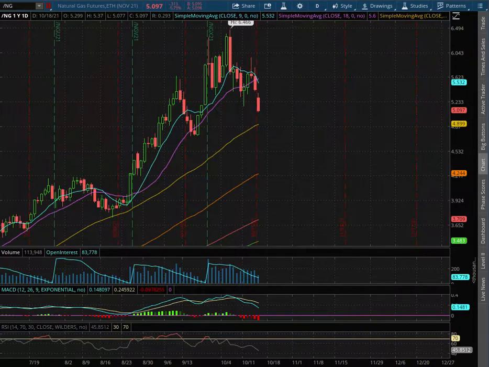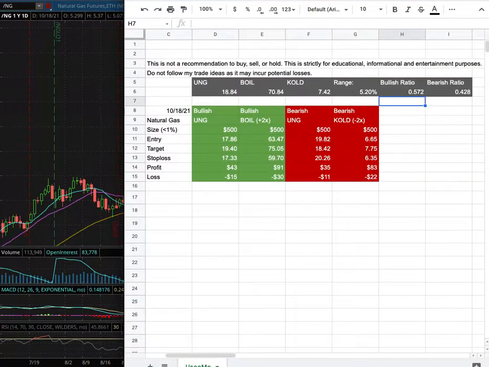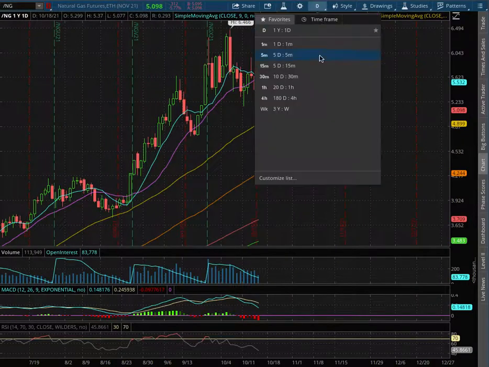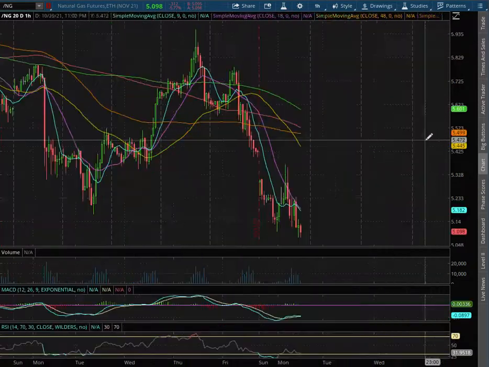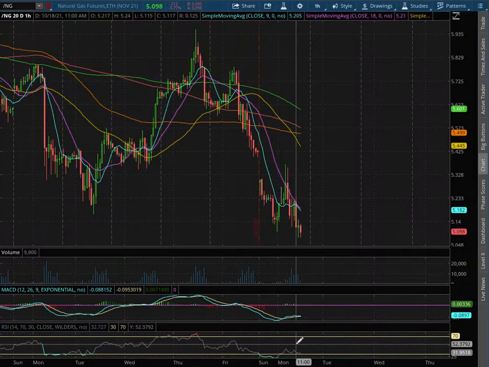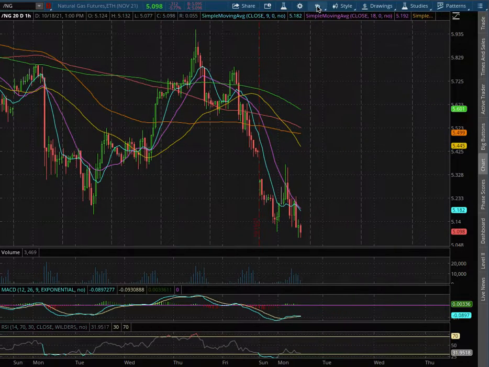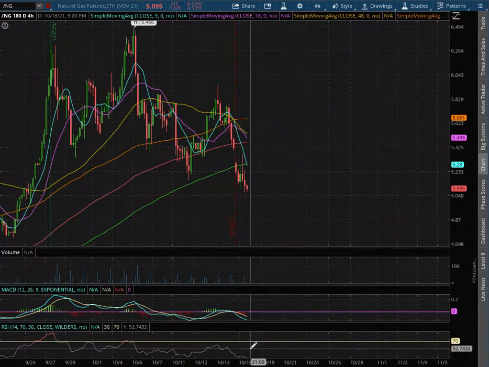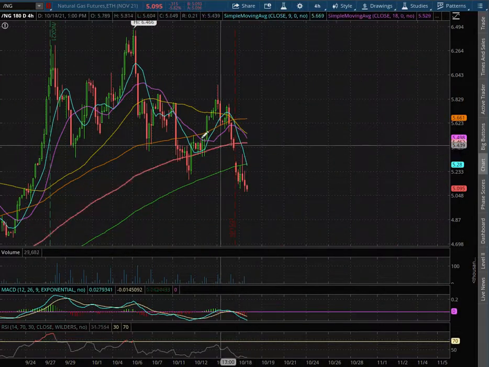Natural gas. In this video, I'll be going over my trade idea of the week and the day-by-day probability model. So let's start off with the technical analysis on the daily chart. We are in neutral territory, slightly off of oversold levels with the RSI. On the 4-hour chart, we remain in neutral and approaching oversold conditions with the RSI.